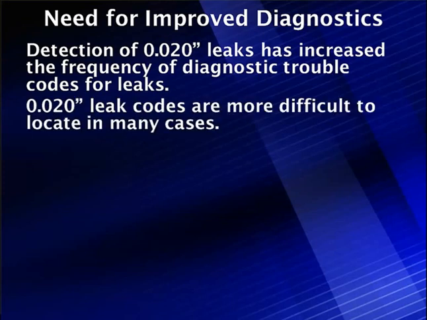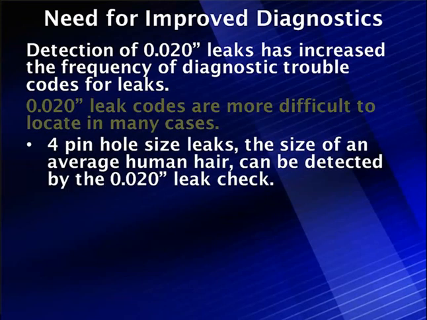A 20 thousandths leak is more difficult to locate in many cases, particularly if it's located in some inaccessible place like the top of the fuel tank, wherever it might be. Let me tell you how small 20 thousandths is. Four pinhole-sized leaks, the size of an average human hair, can be detected by the 20 thousandths leak check. If you happen to be unlucky enough to have a vehicle that does have four pinholes, you better have a diagnostic procedure that can help you find enough to get it down below 20 thousandths.